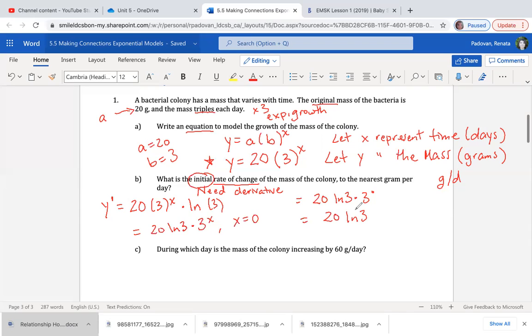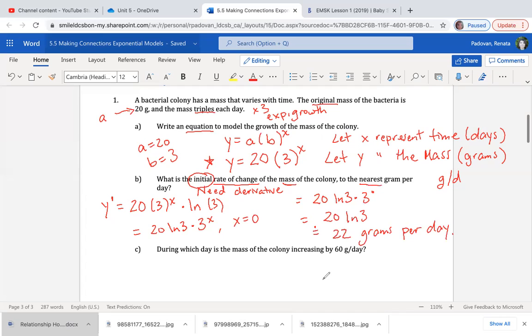And then I can plug that in the calculator. Because of the way the question is, it seems like it's asking us for an exact number, right? What is the mass of the colony to the nearest gram per day? So go ahead and get a numerical value here. To the nearest gram per day is rounding to the whole number, right? So you should get 22 from 20 multiplied by ln of 3. So the answer would be 22 grams per day. Okay.